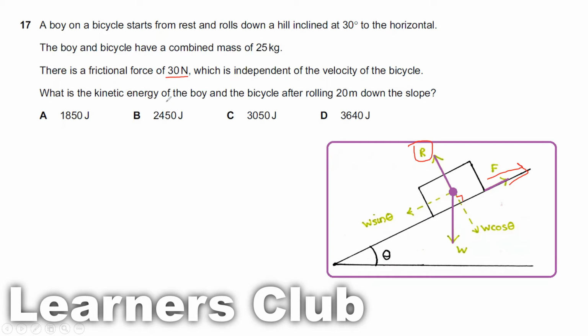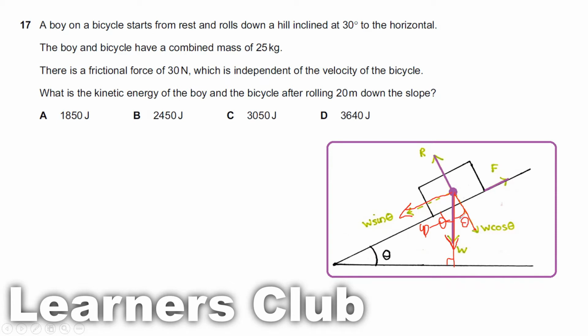Now we have to find the kinetic energy of the boy and the bicycle after rolling 20 meters down the slope. So we have to know something. If you have weight acting vertically downwards, the weight can have two components. One is this way and one is along this direction. If you consider this as a right angle triangle, this angle is going to be 90 minus theta. So this is going to be theta.